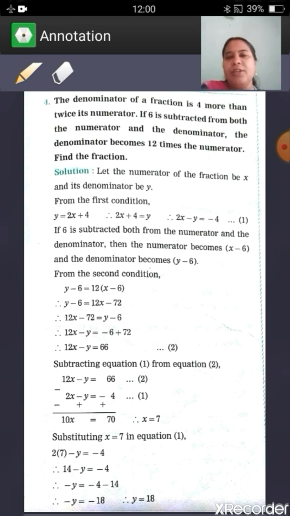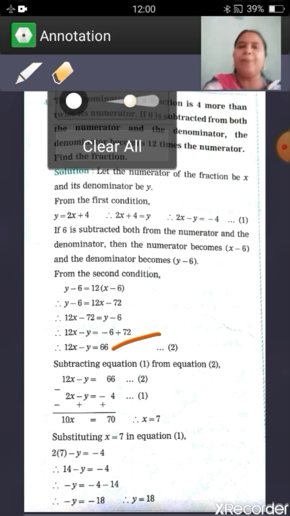Let us shift all the terms to one side. So we get 12x - y and numbers to the right hand side, that is equal to -6 + 72. Now one is with a plus sign and one is with a minus sign. So we have to subtract and put the greater number's sign on the answer. So 72 - 6 is 66. Since 72 is the greater number with a plus sign, it will be +66.